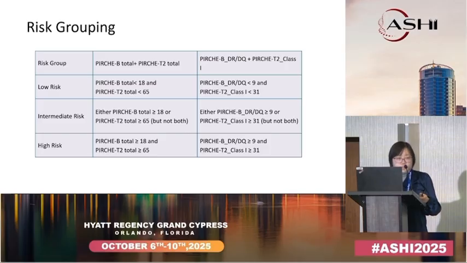Patients were stratified into 3 groups. On the left, you can see we have PIRCHE-B total and PIRCHE-T2 total as a group to stratify the patients, and on the right side we have PIRCHE DRDQ and PIRCHE-T2 class 1. For the low risk group, we have all scores below threshold; in the intermediate risk group, we have one score above the threshold and the other below the threshold; and in the high risk group, we have both scores above the threshold.